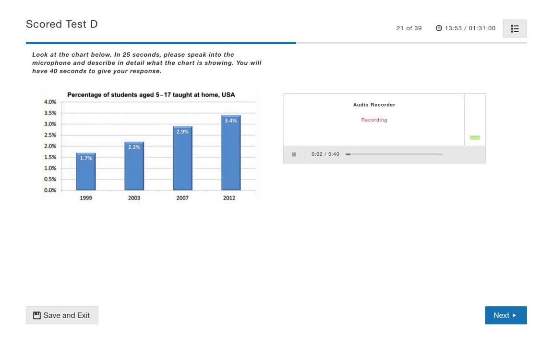This graph shows information about the percentage of students aged from 5 to 17 taught at home in USA from 1999 to 2012. According to the graph, in 2007 there is 2.9%. 2003 is about 2.2%. In 2012, which is the largest number, it is 3.4%. 1999, which is the smallest number, is about 1.7%. In conclusion, it's a very informative graph.